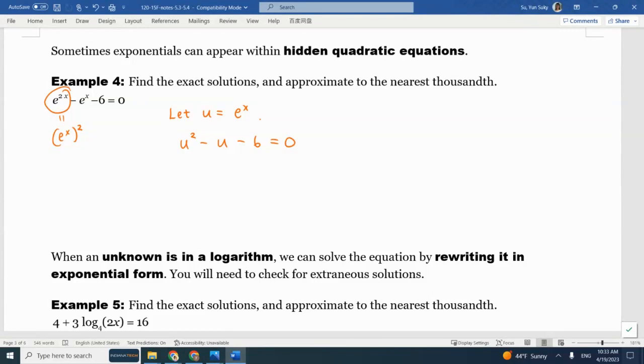We recognize e to the 2x is e to the x squared. Now you have a quadratic, like this is a square of that, right? So therefore, you let u be the smaller one, which is e to the x. And this is u squared minus u minus 6. This is a quadratic equation, right, everybody? How do you factor it?